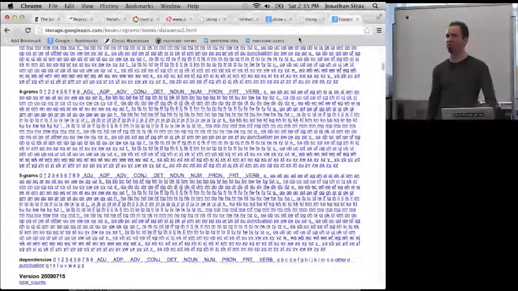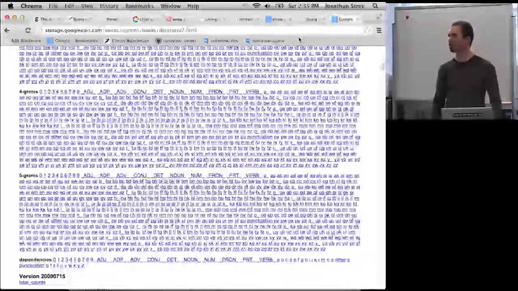Yeah, and all it is, it tells you for every year, for every set of 1, 2, 3, 4, or 5 words, how many times it appeared. It's actually incredibly useful for language processing.